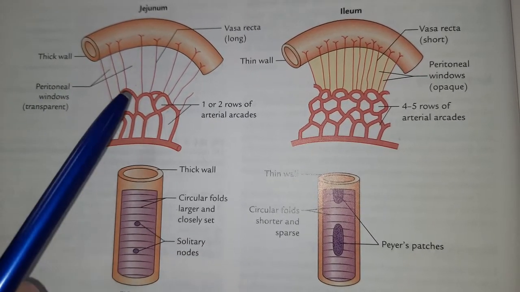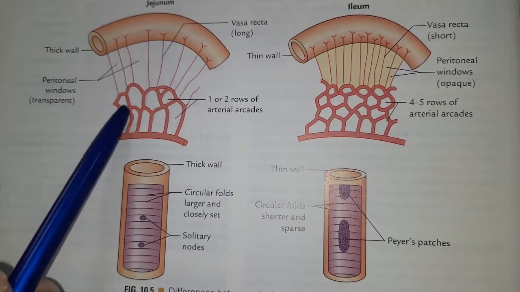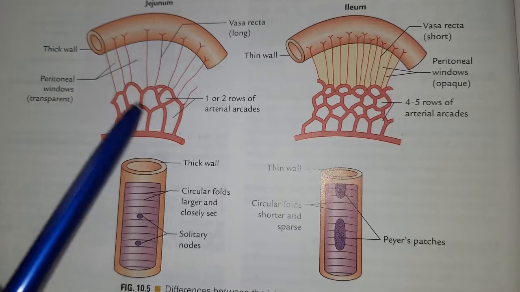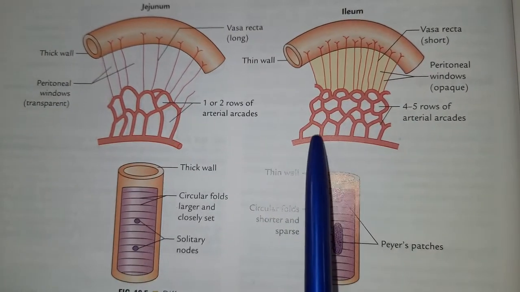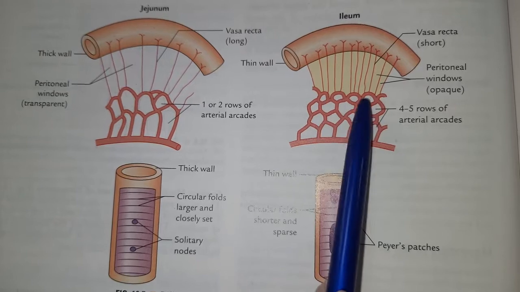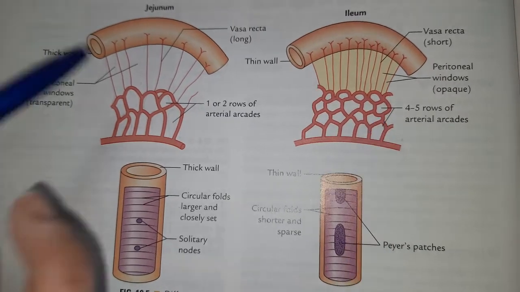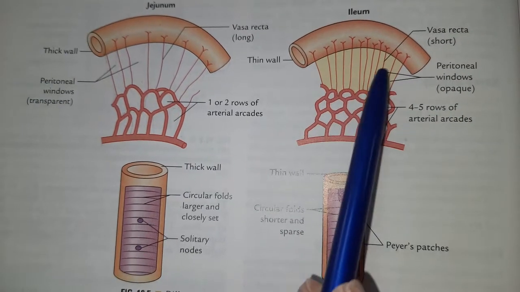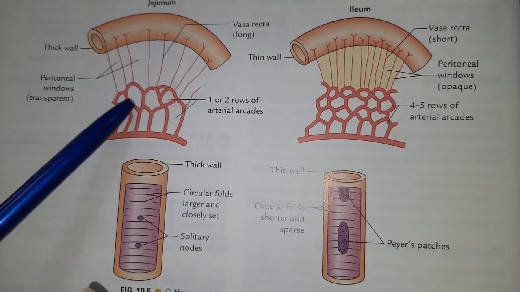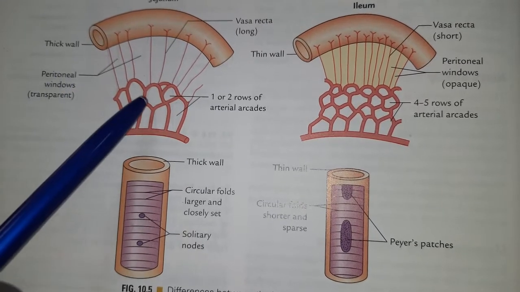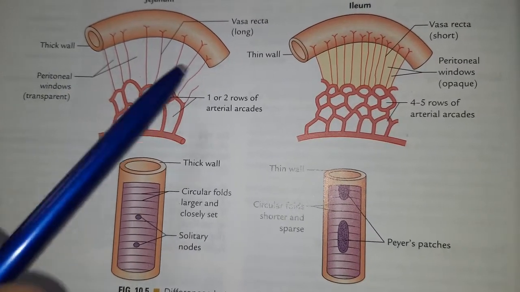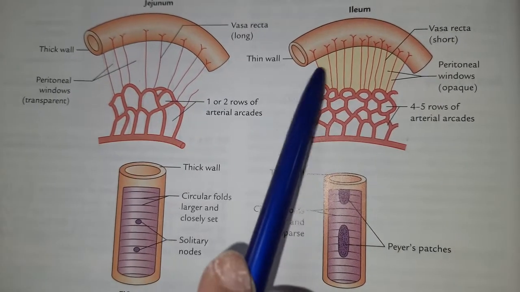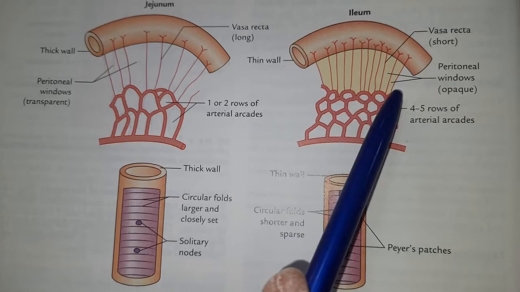The main difference between the jejunum and ileum is that the arterial arcades are fewer in number, 1 or 2 rows in the jejunum, but in the ileum there are 3, 4 or 5 rows of arterial arcade. Vasa recta are longer in the jejunum and shorter in the ileum. And as we know, there is fat in the mesentery, but in the jejunum there is less fat. In the ileum, the fat is greater in amount.